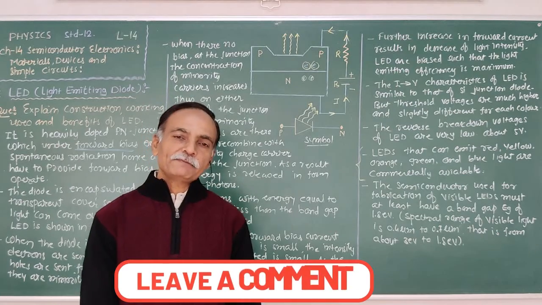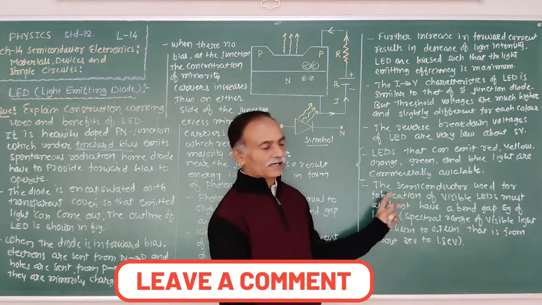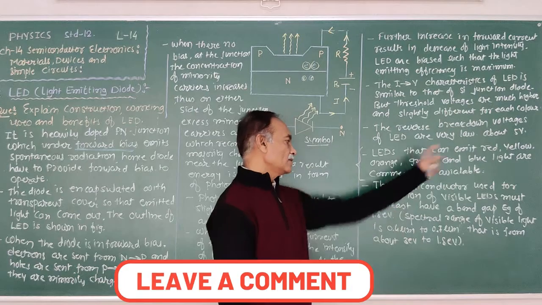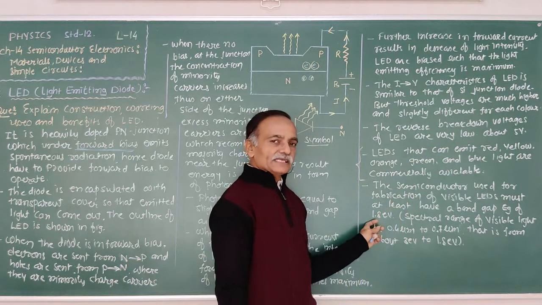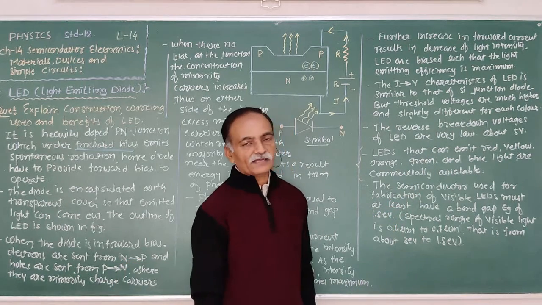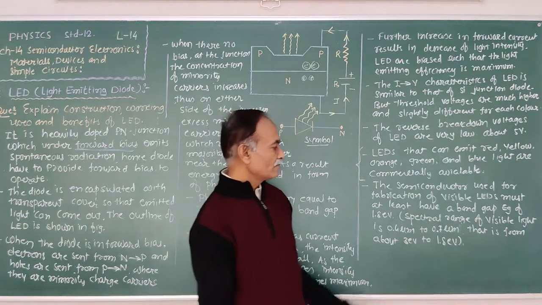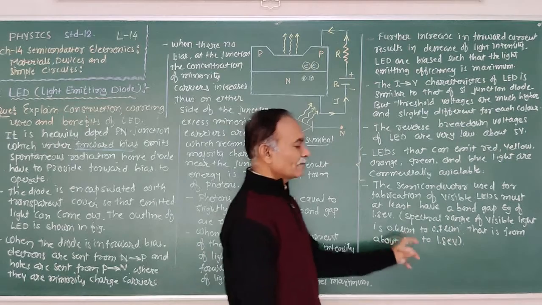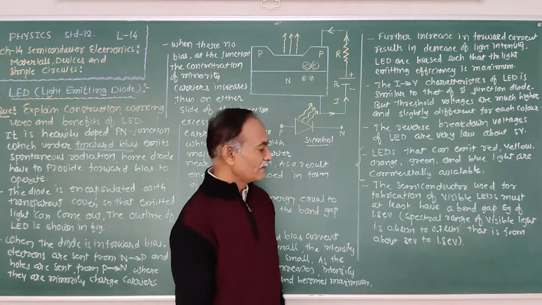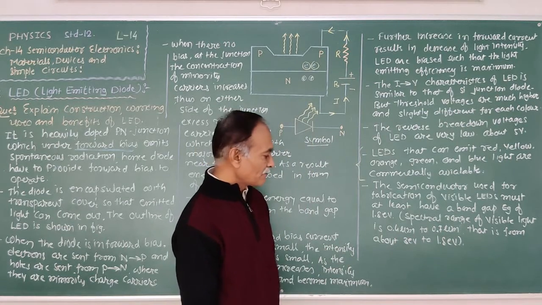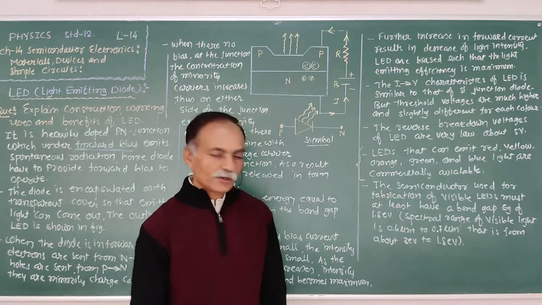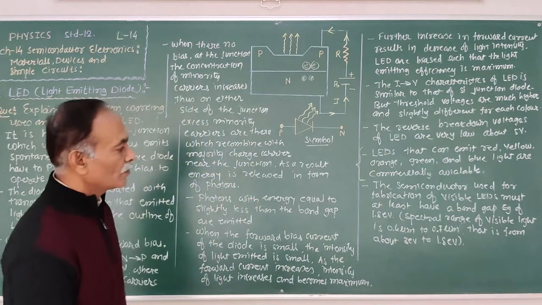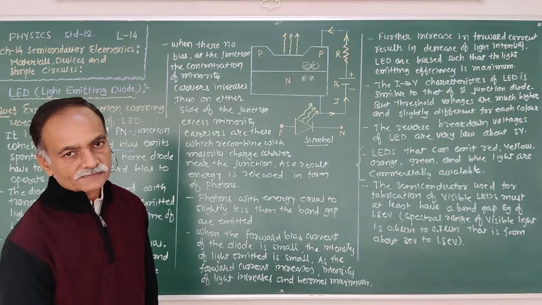The LED prepared from the material should have the band gap Eg value of approximately 1.8 electron volt, because the spectral range of visible light is 0.4 micrometer to 0.7 micrometer, and that is from about 3 electron volt to 1.8 electron volt.